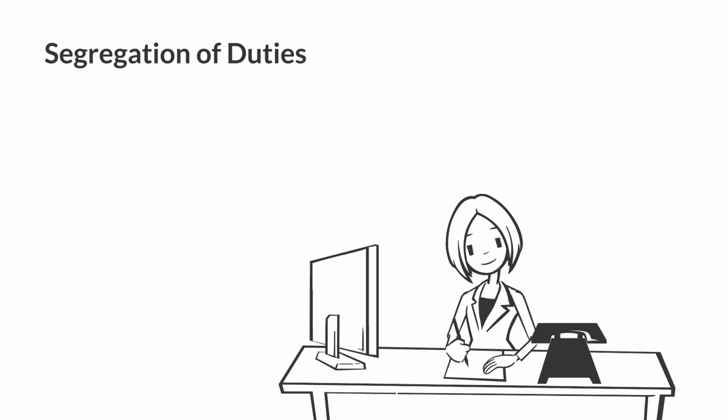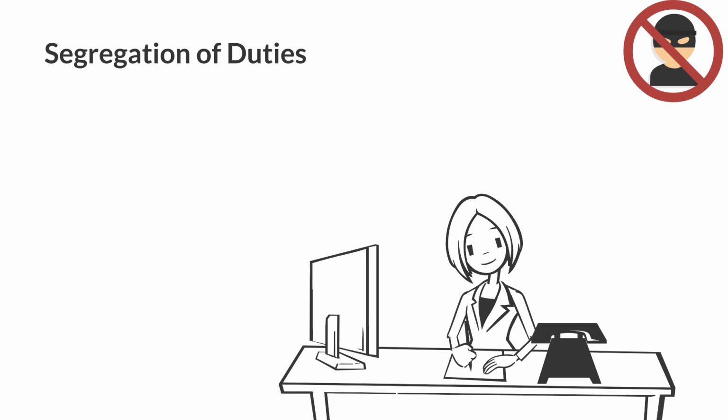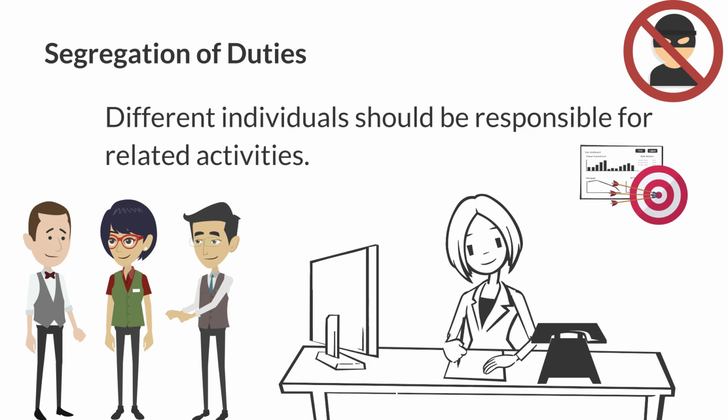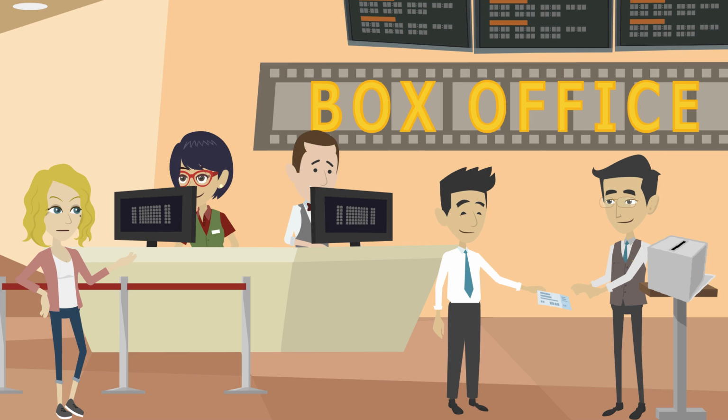Segregation of duties is critical in an internal control system. It limits fraud and promotes the accuracy of the accounting records. There are 2 common applications of this principle. The first is different individuals should be responsible for related activities. A movie theater implements this principle when they have both cashiers and a door person.